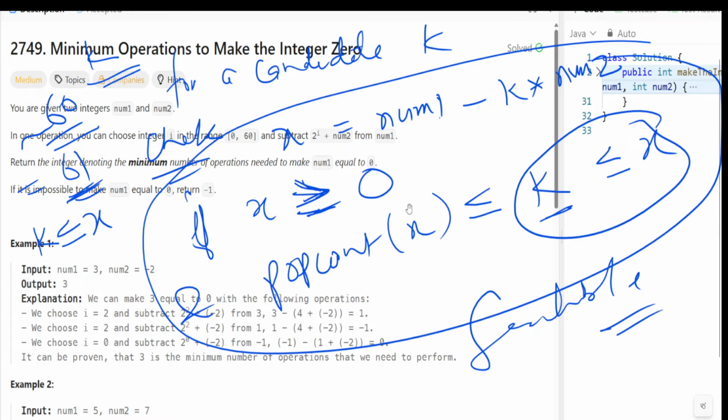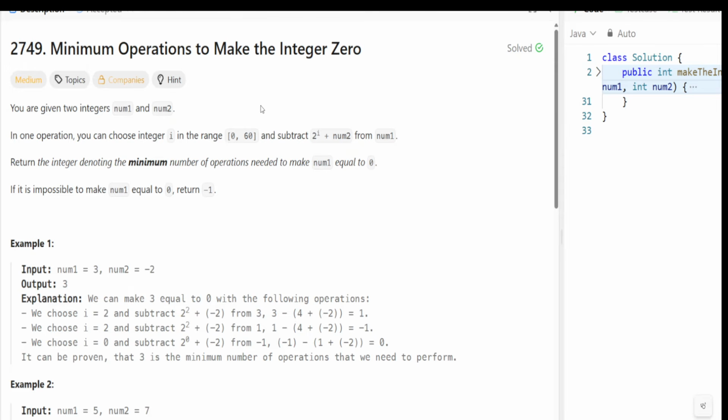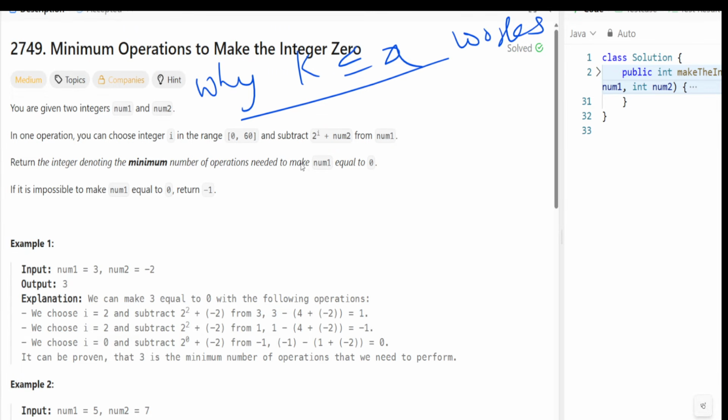Let me tell you how. Let me clean it. Try to think, you will understand. Because i is bounded by 60, it should be within the 60 that we have talked about already. Now let's talk about why k less than or equal to x works.